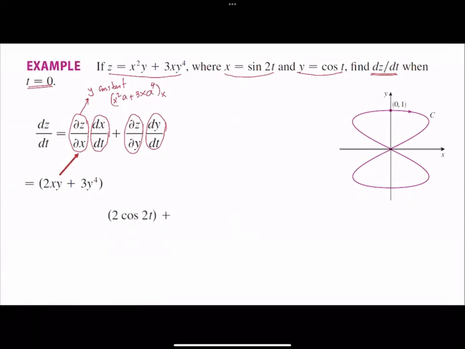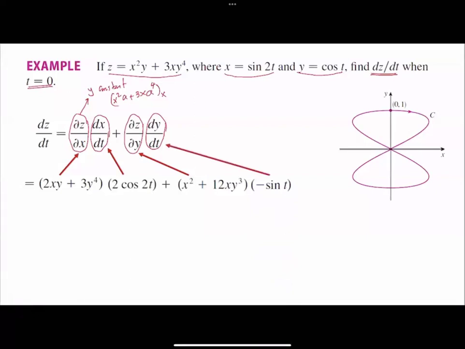Now, let's take the derivative of x with respect to t, which is basically using the chain rule, 2 cosine of 2t, plus take the partial derivative of z with respect to y. It means that x is a constant, so you end up with x squared plus 12xy cubed times the derivative of y with respect to t, or the derivative of cosine t, which is negative sine t.